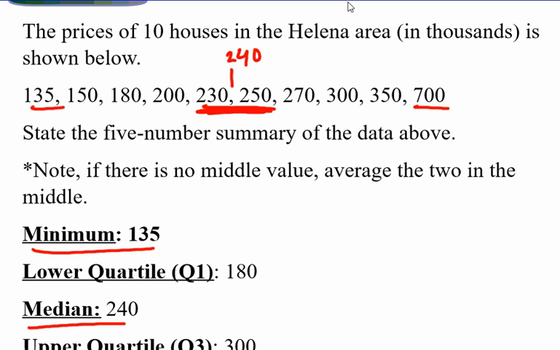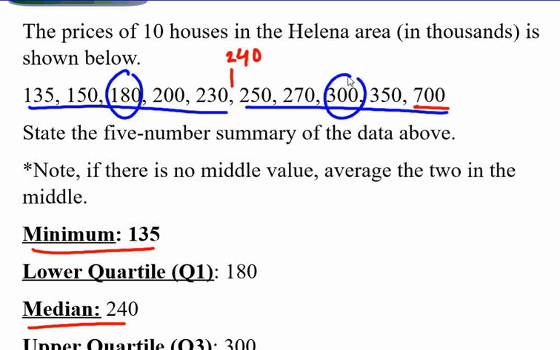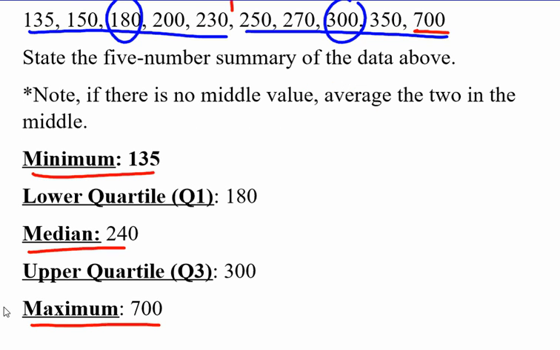Now I have to find the middle of the lower and the middle of the upper. So my lower portion are these values, and the middle of that is 180, and the middle of the upper portion is 300. So there's all 5 of the values you should have found for the 5-number summary.